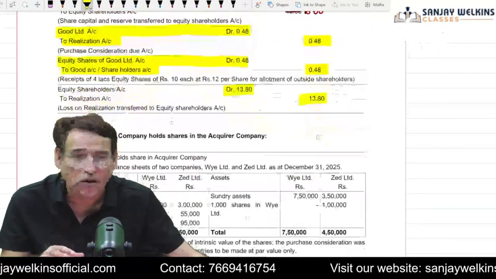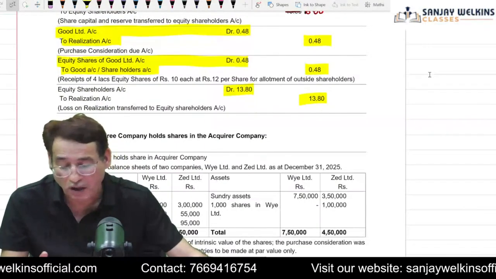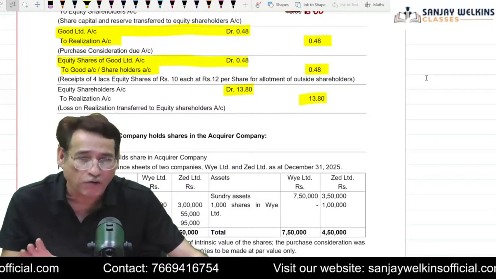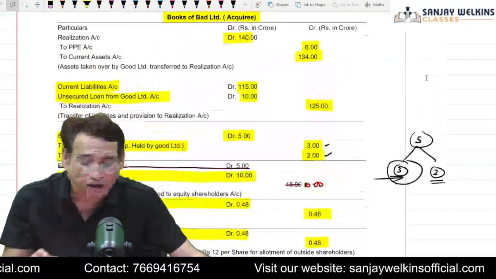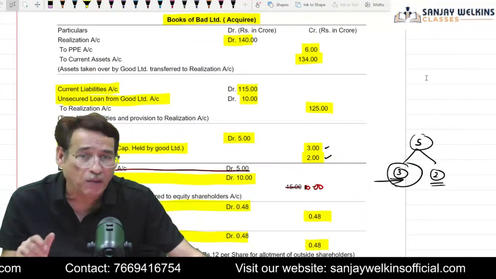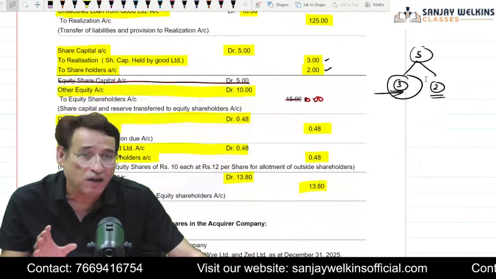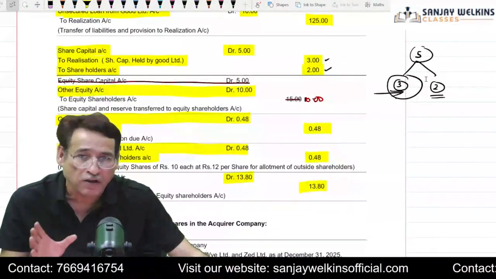There will be a loss, and then that loss will be transferred to the debit side of the shareholders account. This is how you are going to pass the entry in the books of the acquiree entity, which is not a tough task. But the only thing is that when you post the amount of share capital, you need to be a little bit alert, in the sense that the entire share capital wouldn't actually be posted to the credit side of the shareholders account.